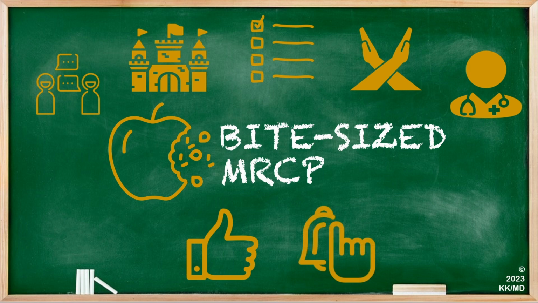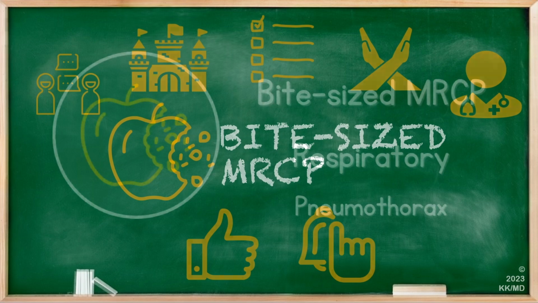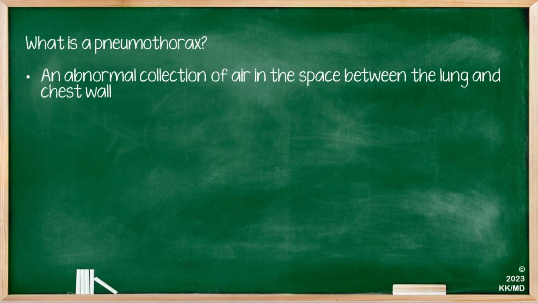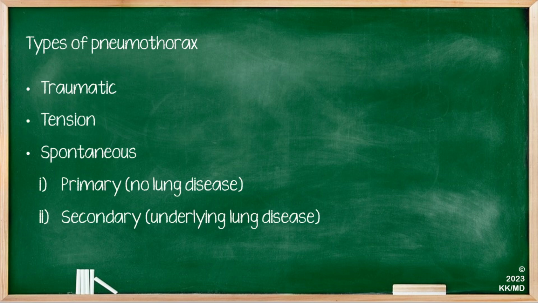Now, without further ado, let's get into today's topic, which is on pneumothoraces. A pneumothorax is an abnormal collection of air in the space between the lung and the chest wall. There are several types of pneumothorax which you should be aware of. These are broadly divided into traumatic, tension, and spontaneous. Spontaneous pneumothoraces are further divided into primary, which means that the person has no underlying lung disease, or secondary, in which they do have an underlying lung disease.